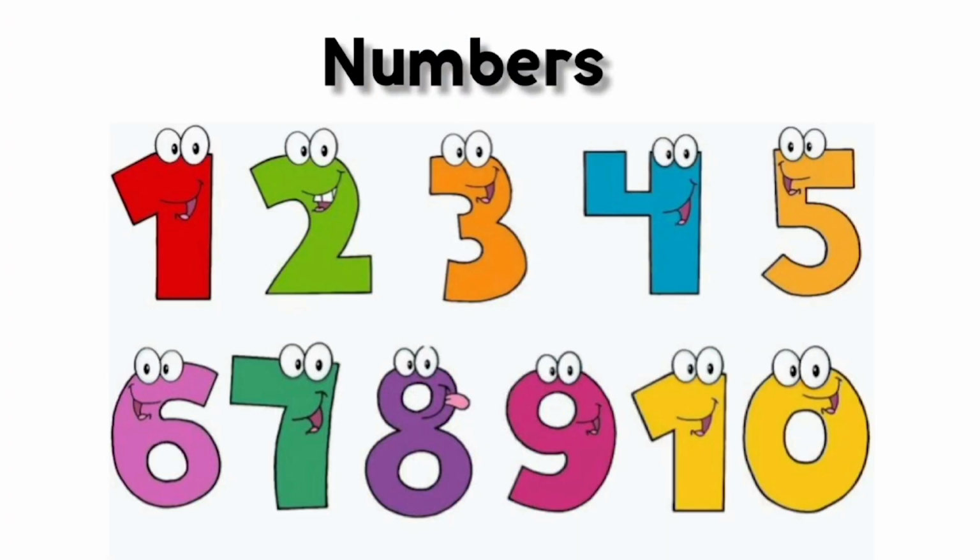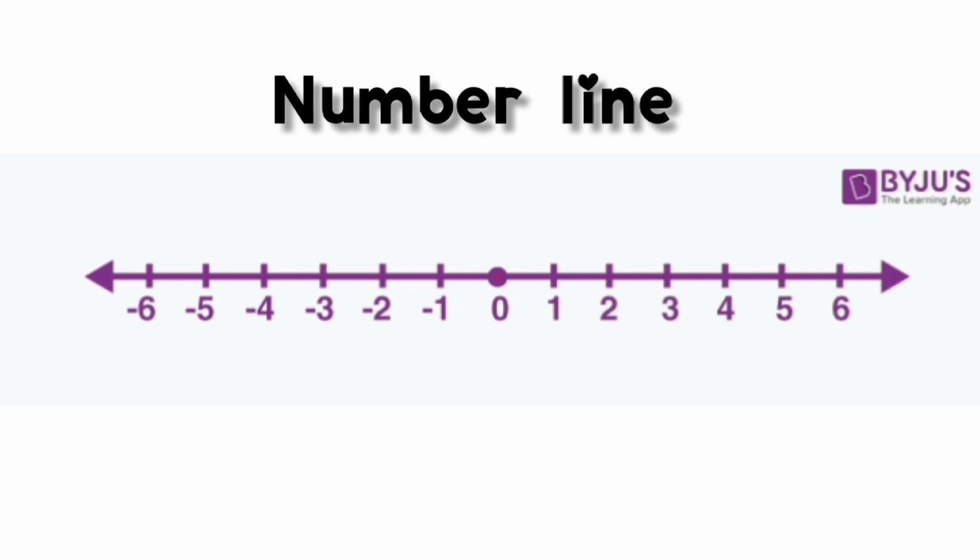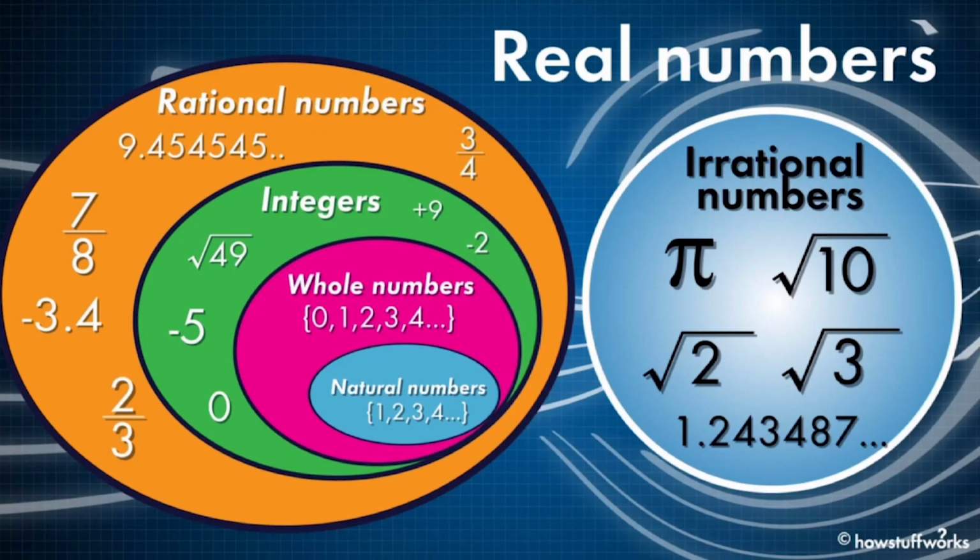Today we will talk about numbers that we use in our everyday life in the form of time, distance, size, weight, temperature, etc. And in mathematics, all these numbers can be represented on a number line. So they are called real numbers.